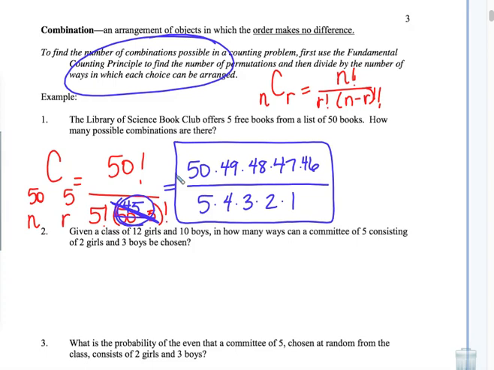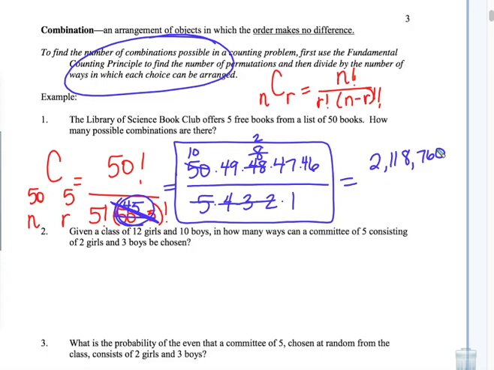Either way is good. We've done quite a bit of the reducing, and so what you're going to do is reduce numbers in the top with the bottom. Like right here, 3 times 2 is 6. That goes into 48 8 times. Here, 5 goes into 50 10 times. 4 now goes into 8 2 times. There's different ways you can do that. But when you multiply all that out, we have 2,118,760 different combinations of 5 books if we have 50 choices.